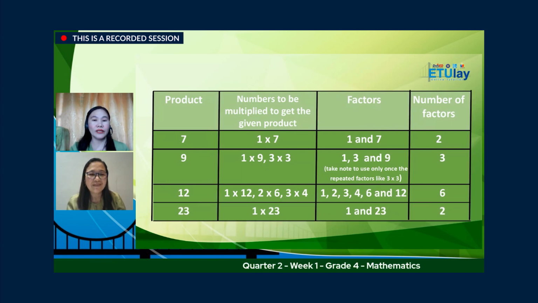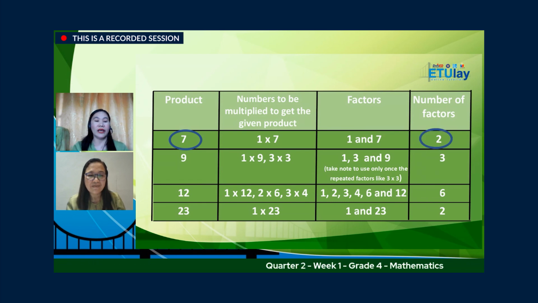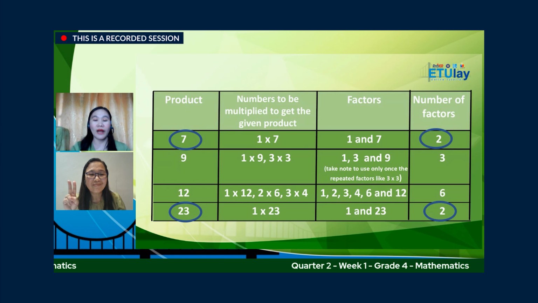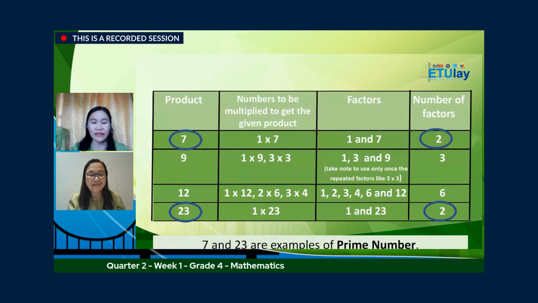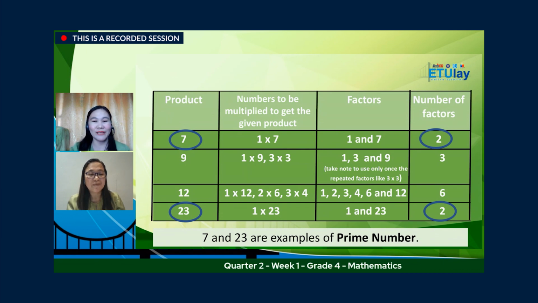Okay, take a look at number 7. So, ano ang factors niya? 1 and 7. At ang bilang ng factors, the number of factors, we have 2. That's correct. And the other one, we have 23. So, you can see the factors 1 and 23. Meron lang dalawang factors. So if the number has only two factors, 1 and itself, 7 and 23 are examples of prime numbers. So tandaan ninyo yan, dalawa lang ang factor kapag prime number.